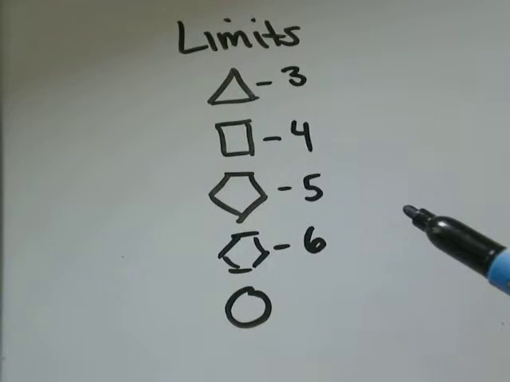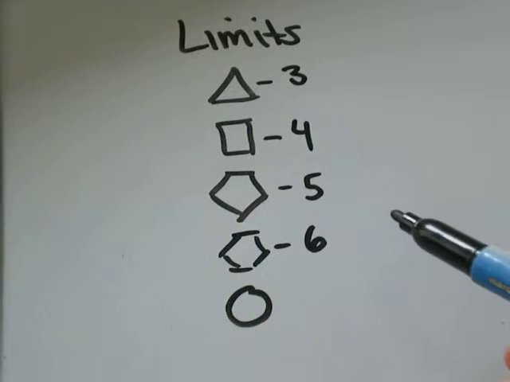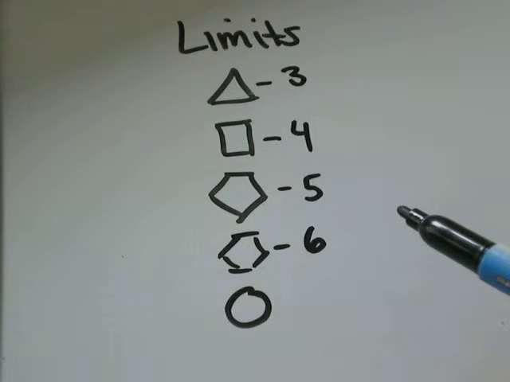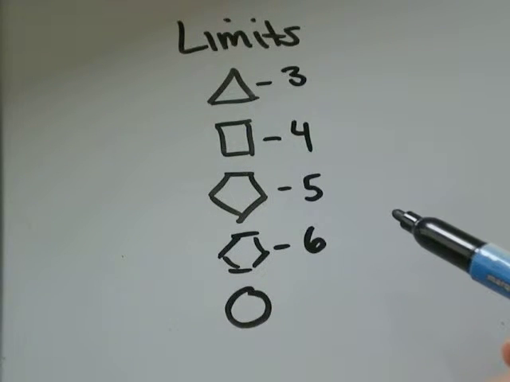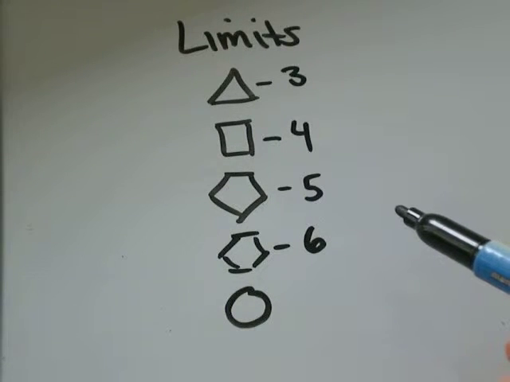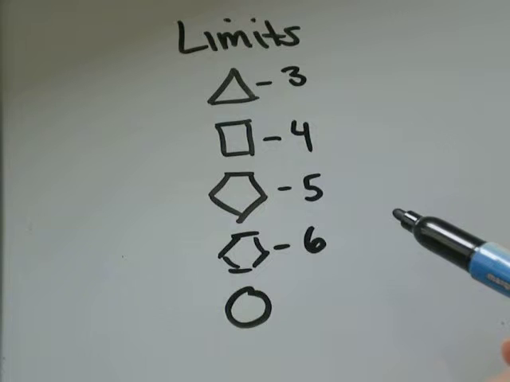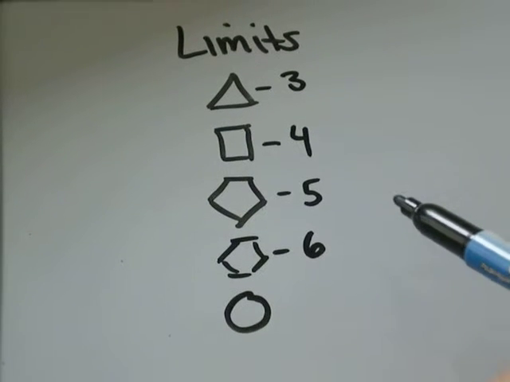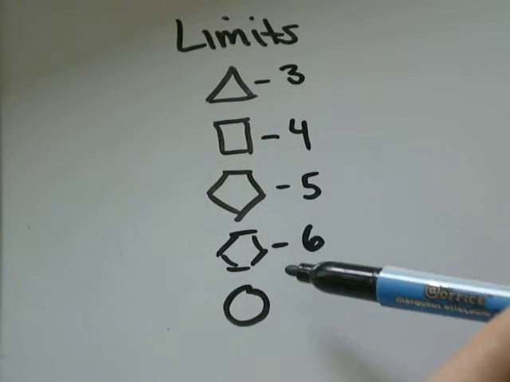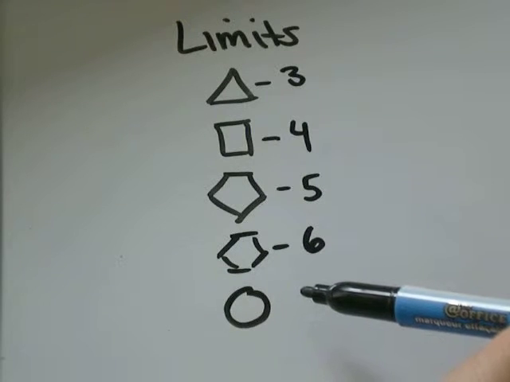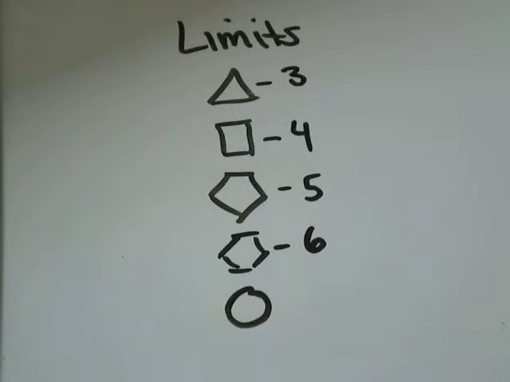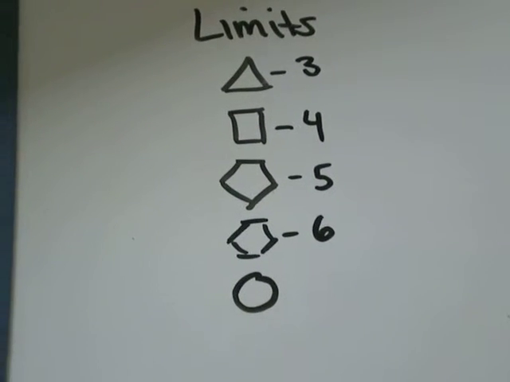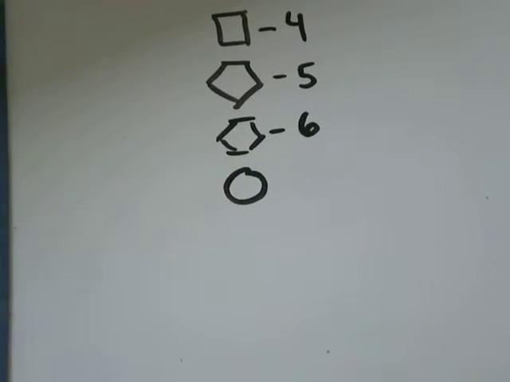But the problem is that we don't define a circle as a shape with infinitely many sides. We define a circle as a closed curve. And by closed curve, I mean it doesn't have any sides. So we can keep adding sides forever. We're never going to get a circle because a circle is defined as having no sides. So that's my little explanation of limits. So let's do one, and I'll explain a little more.